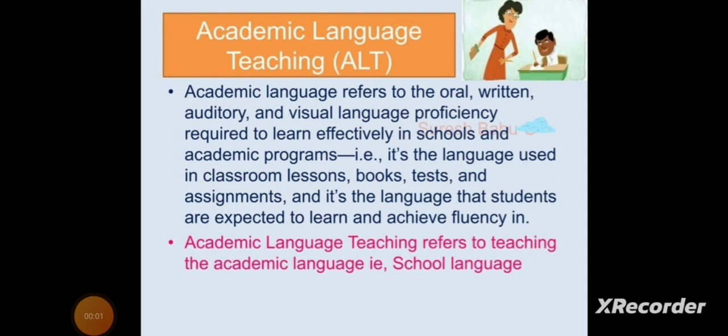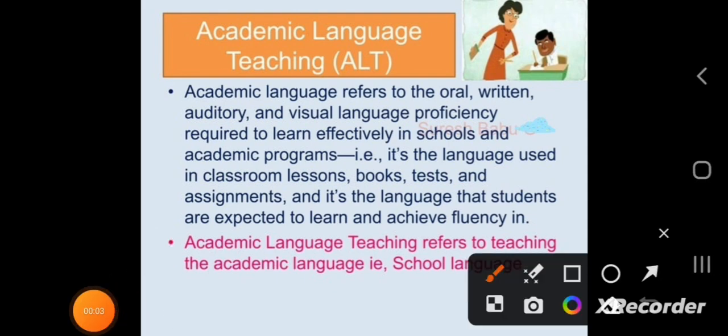Academic language teaching. Academic language teaching focuses on helping students develop proficiency in the language necessary for academic success. This includes both understanding and producing the language used in educational settings such as oral language, written language, auditory language, visual language. Oral language, speaking and listening skills used in discussion, presentation, and classroom interactions. Written language, reading and writing skills required for understanding text and completing assignments.